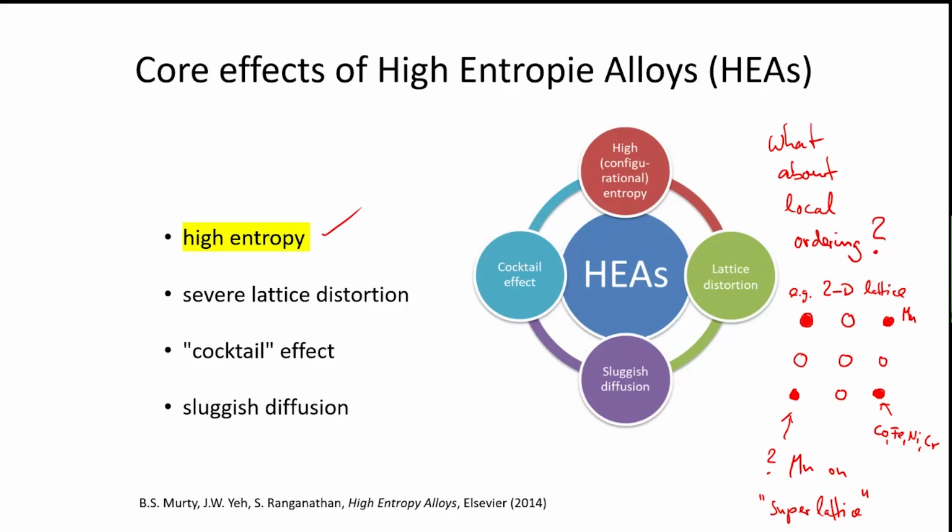So one has to be very careful about what is entropy, right? Because it's not just if you take 5 elements together that you automatically get the configurational entropy as you calculate it in a simplified approach. No, you need to know exactly if they are randomly positioned on a given lattice.